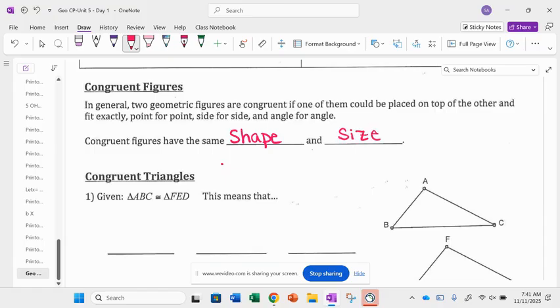So remember, the word congruent means the same. If segments are congruent, they are the same length. If angles are congruent, they're the same measures. If polygons are congruent, they are exactly the same. They are the same shape. They are the same size. Their segments are the same. The angles are the same. Everything about them is the same if the figures are congruent.